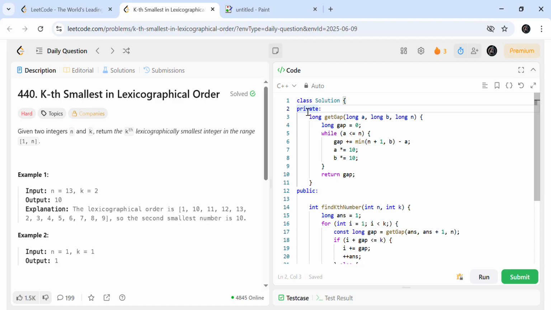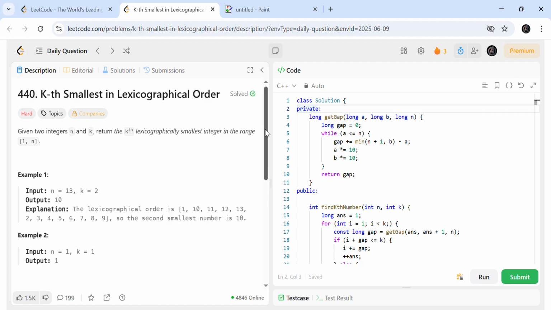So today's LeetCode question is problem number 440, kth smallest in lexicographical order. It is similar to yesterday's problem, but in yesterday's problem we had to generate all the numbers in lexicographical order from 1 to n. But in this problem we have to find the kth smallest lexicographical integer. For example, here n is equal to 13, so we have all the numbers from 1 to 13 in lexicographical order, and we are given k is equal to 2. Then the answer is 10.